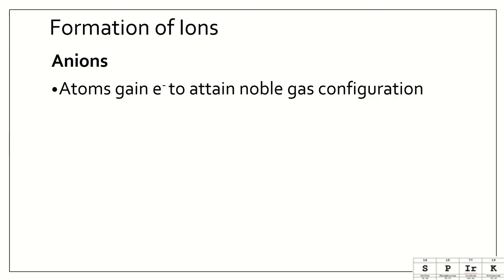Anions, remember, are negative ions. These atoms gain electrons to obtain the noble gas configuration, and these are typically the nonmetals. So fluorine is in group 7, so it only needs 1 more to complete that octet. So since it gains 1 more, it becomes 1 minus. Oxygen is in group 6, so it has 6 valence electrons. So it only needs 2 more. When it gains those 2 more, it becomes O2 minus.